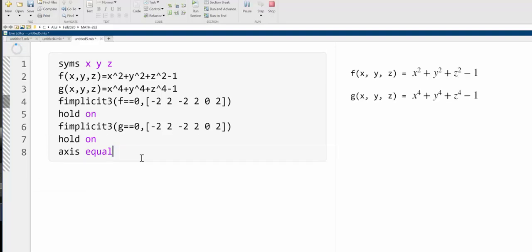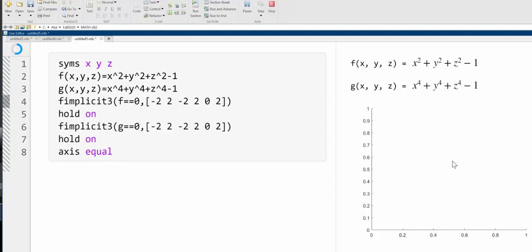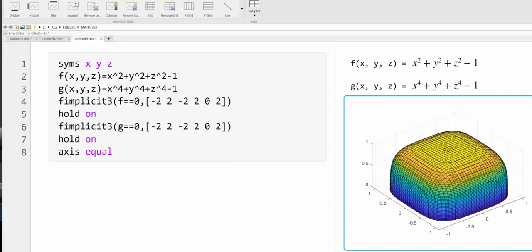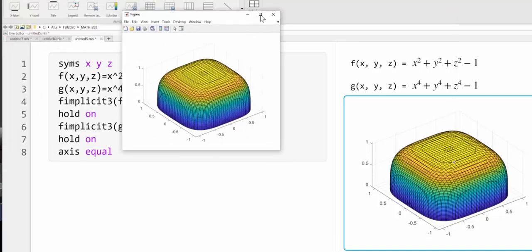Let's just get the graph again. All right, so it's coming up. I should have probably waited for it to come up. Okay, so here it is. Let's take it into the figure window. Okay, it came on a different screen. Let me bring it in for you.